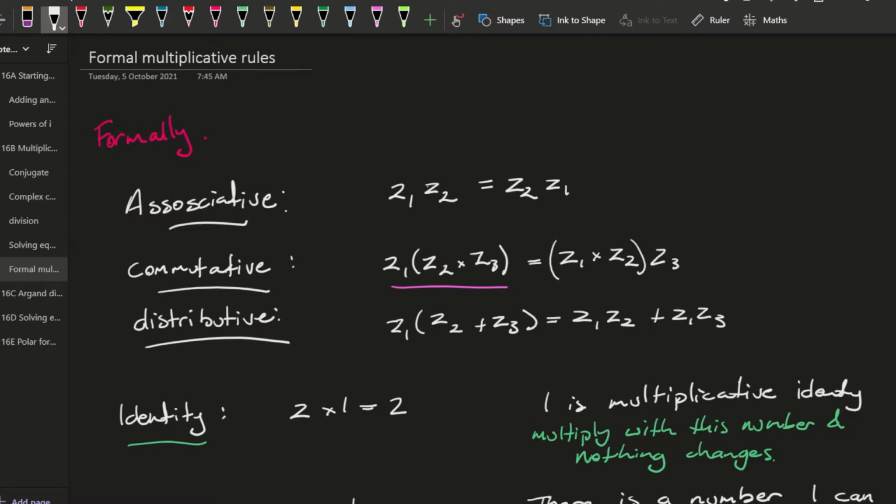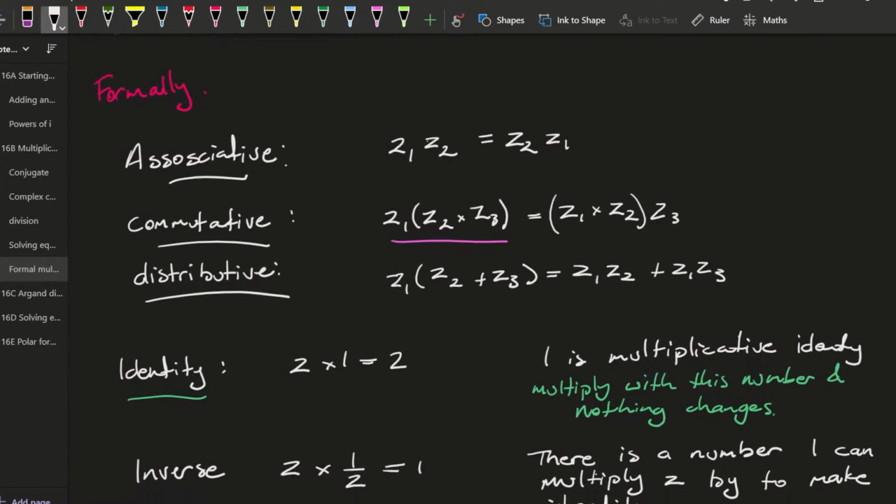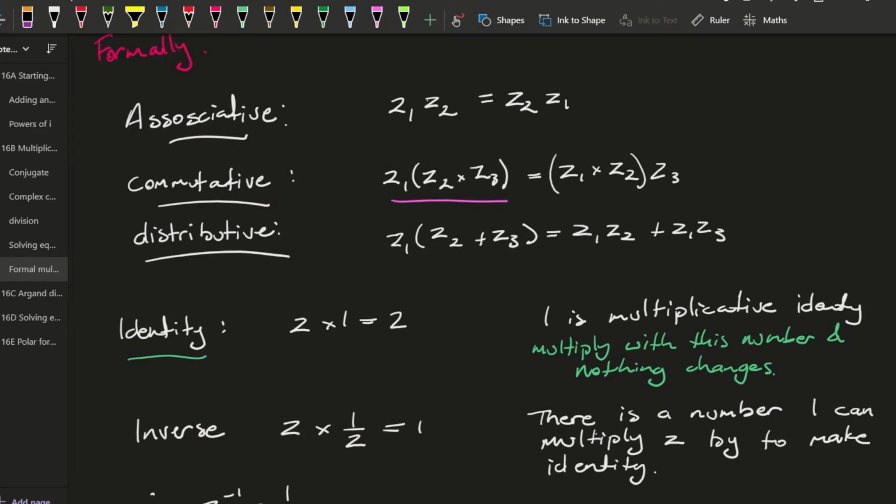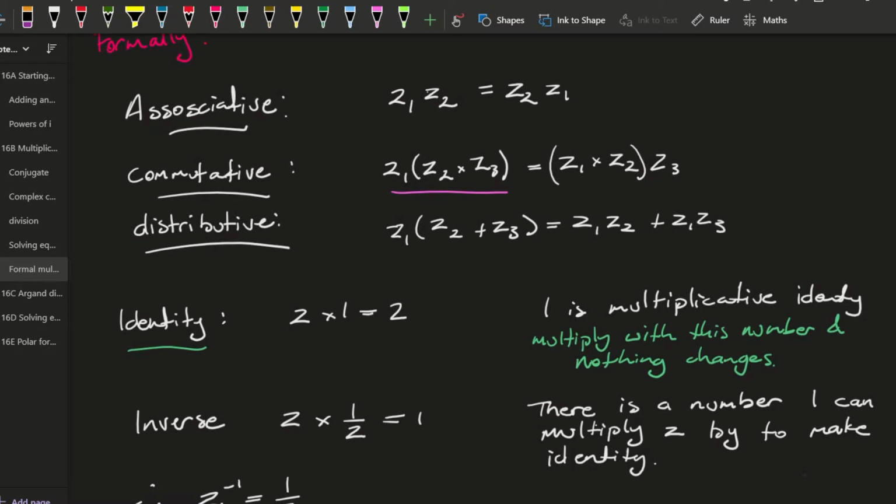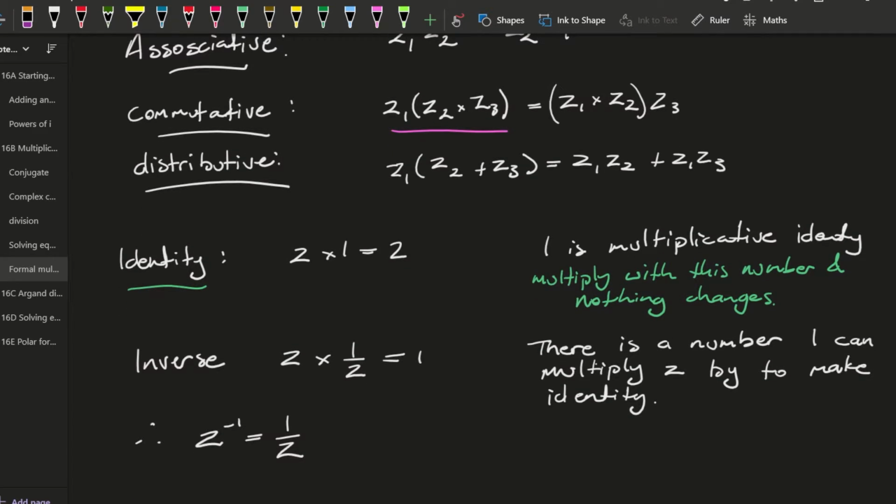And if there's an identity, that means that there's an inverse. If I multiply Z by 1 divided by Z, that's going to equal 1. And because there's an inverse, we also have Z to the minus 1, and that is 1 on Z.